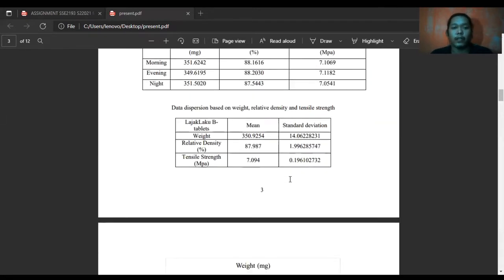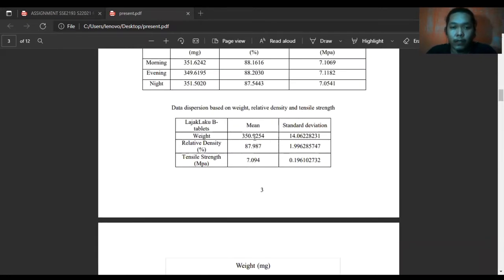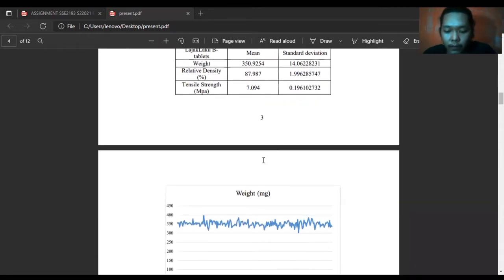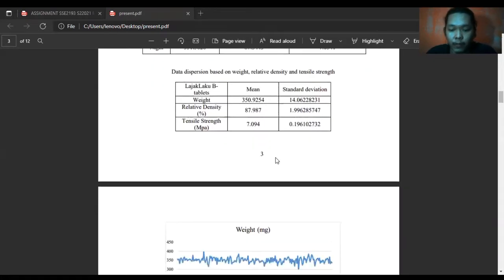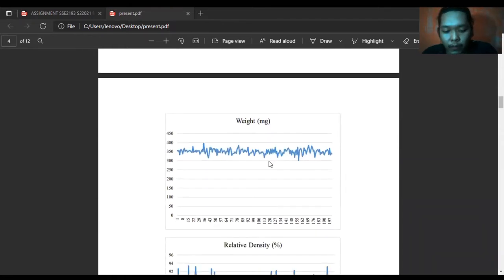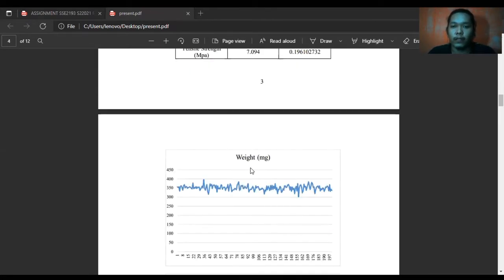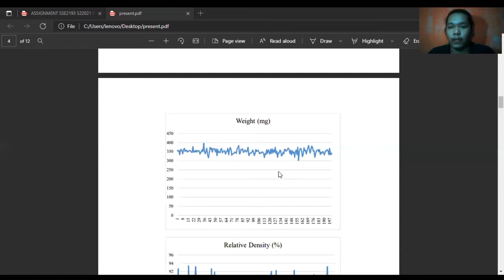The next is the data dispersion based on weight, relative density, and tensile strength. So this is the data for the mean and standard deviation for the data dispersion. After calculating the mean and standard deviation of 200 tablets based on weight, relative density, and tensile strength, these are the data computed, and this is the graph that has been plotted.